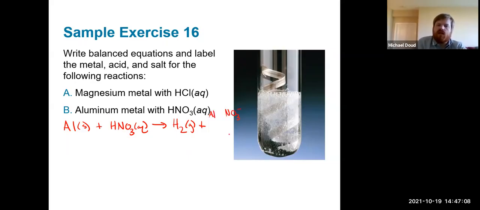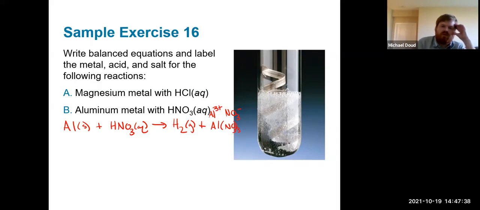So nitrate, we know that's NO3 minus. How about aluminum? What's the charge on the aluminum cation? Hopefully you remember it's 3 plus. So when we put this all together, it should be Al(NO3)3, sorry, I messed that up. There's 3 nitrates to balance the 3 plus charge from the aluminum cation. Of course, that's not all. We have to balance the equation now. And this is a tricky one here.